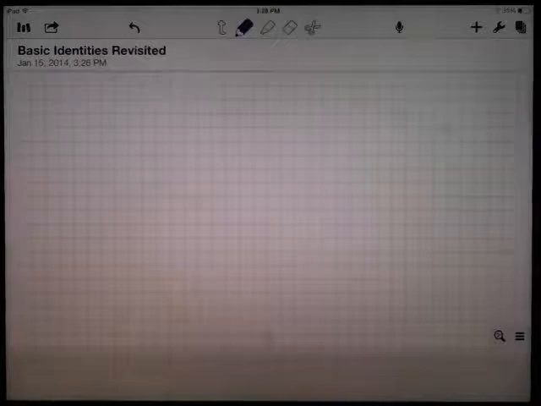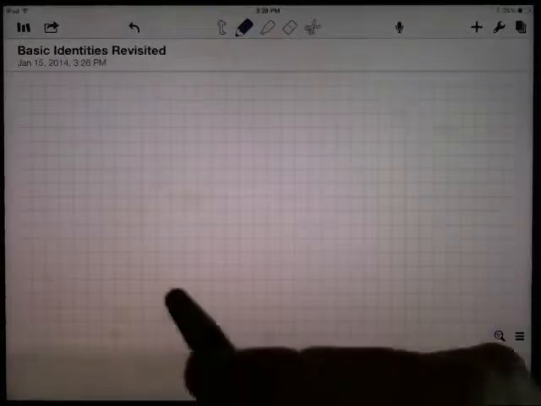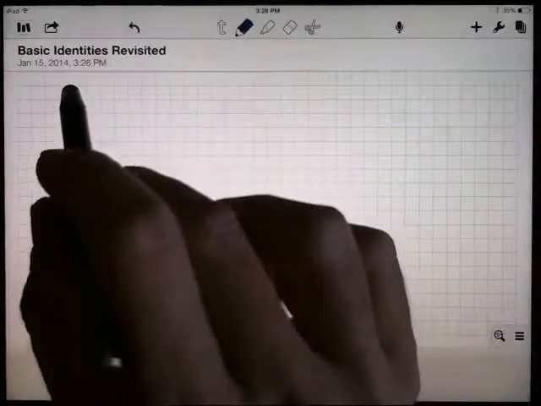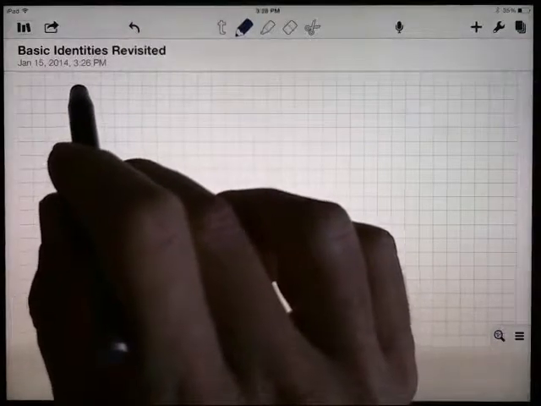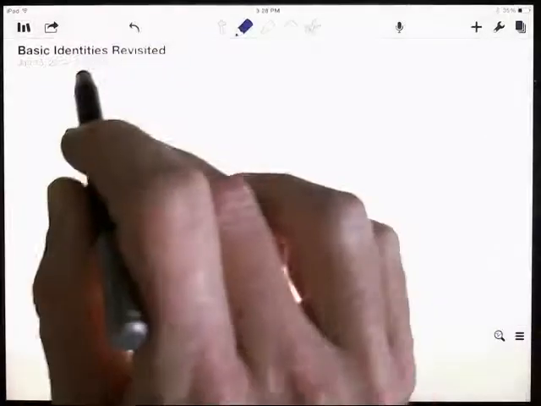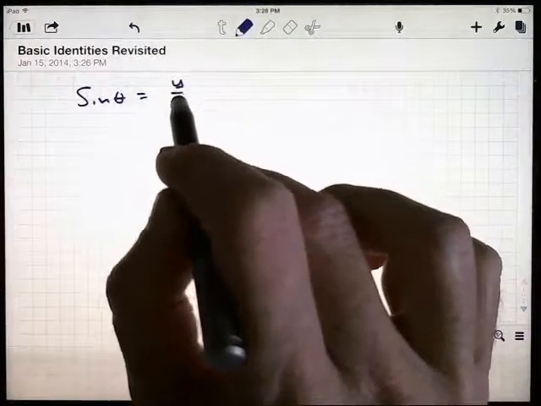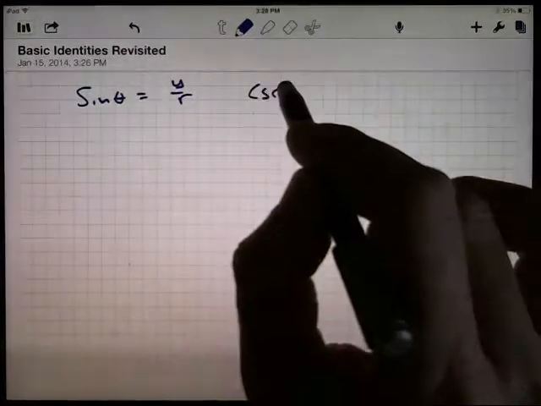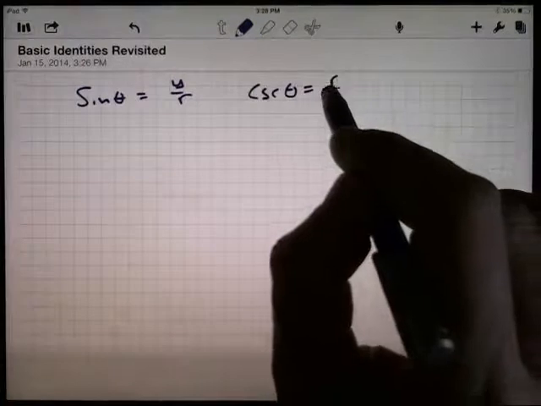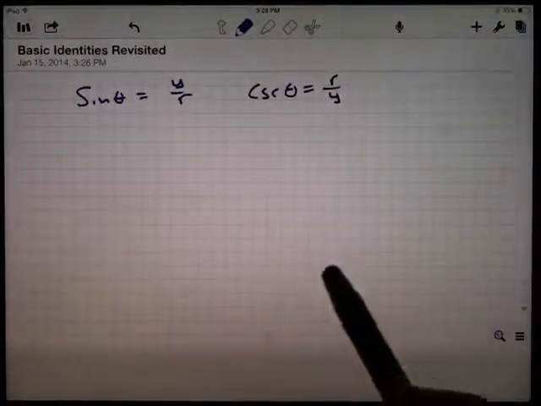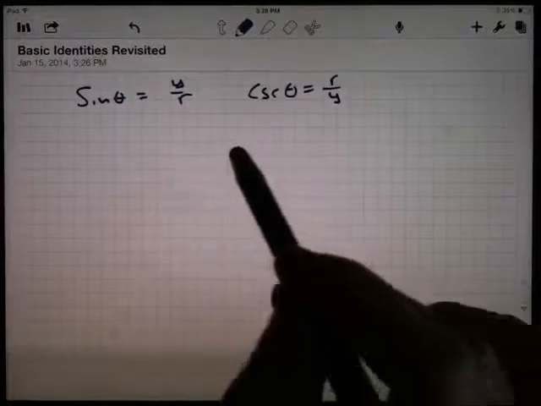All right, I want to take a look at our basic identities again now that we have these new definitions and we're looking at trig functions of different angles. I just want to show that the identities are still true. Certainly from the definitions we have the reciprocal identities, that the sine of theta is defined as y over r, and the cosecant of theta is defined as r over y. So certainly with those definitions, the reciprocal identities are still right.